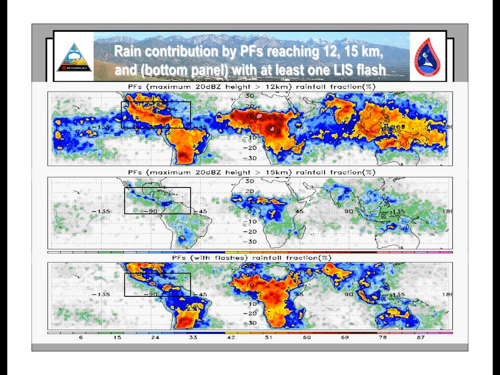This is one of my favorites on the bottom. What fraction of the rainfall comes from systems with at least one lightning flash as detected by the TRMM lightning sensor? And the entire tropical oceans are down in the less than 10% category. And I'm sure that some of us remember when we heard that the tropical oceans, Joanne Simpson said, are the firebox of the atmosphere. And the popular conception is tropical oceans have thunderstorms. Well, they don't have a whole lot of them. Over land, you can see there's quite a lot of the rain comes from thunderstorms.